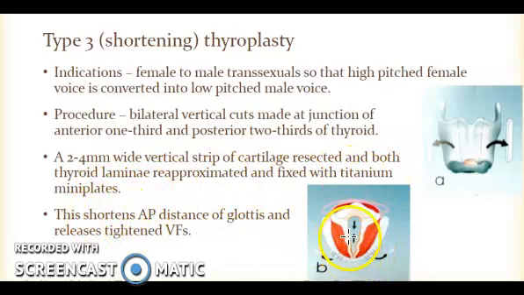Therefore, what happens on the interior? The anterior-posterior length of the vocal cord will be reduced. So the anterior-posterior distance of the glottis is reduced and it releases tightened vocal folds. So this shortens the entire vocal cord. So now the person will get male pattern of voice. So this is done in transsexual individuals who want to change their voice from female to male. It's called shortening of the vocal folds or type 3 thyroplasty.